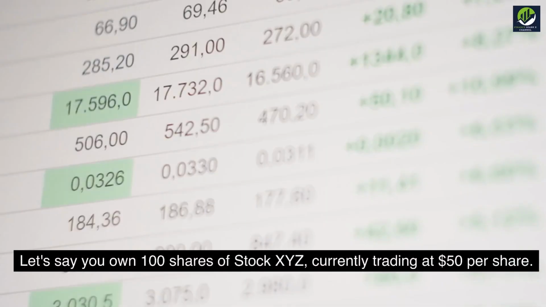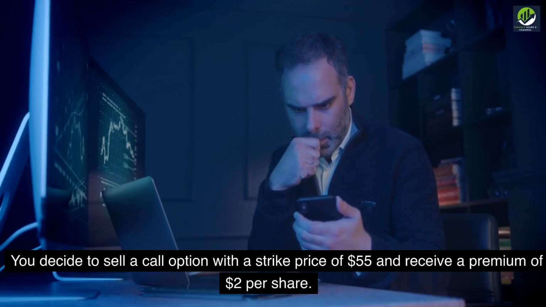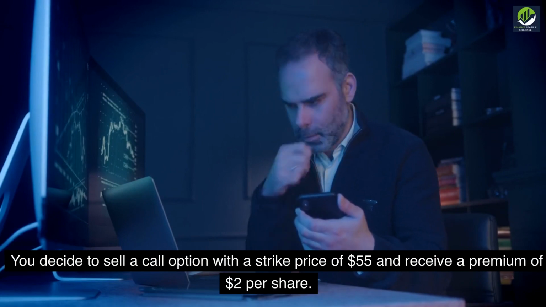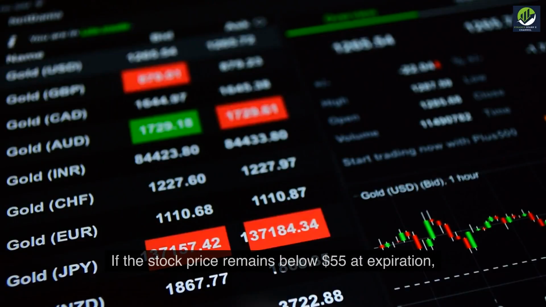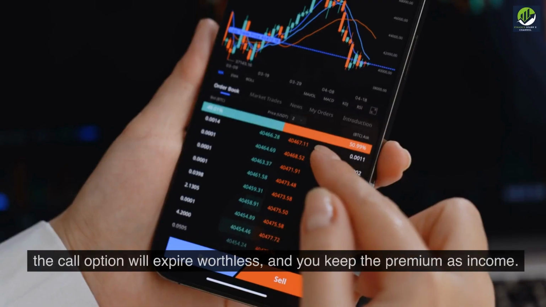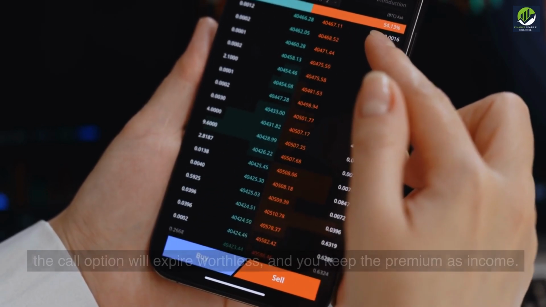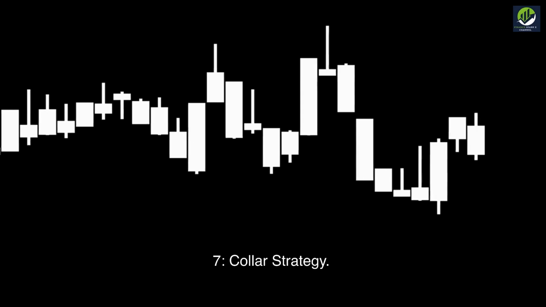Let's say you own 100 shares of stock XYZ, currently trading at $50 per share. You decide to sell a call option with a strike price of $55 and receive a premium of $2 per share. If the stock price remains below $55 at expiration, the call option will expire worthless, and you keep the premium as income.